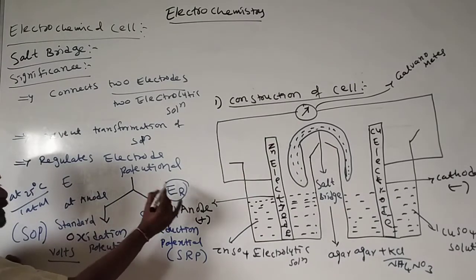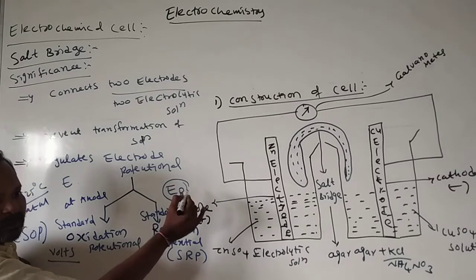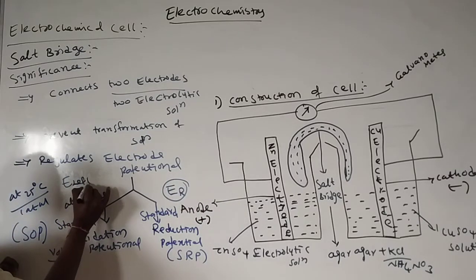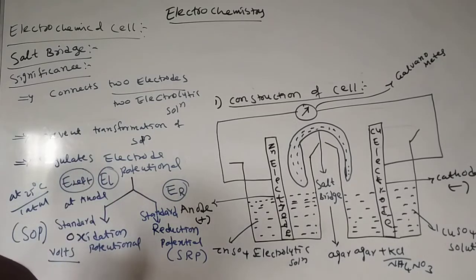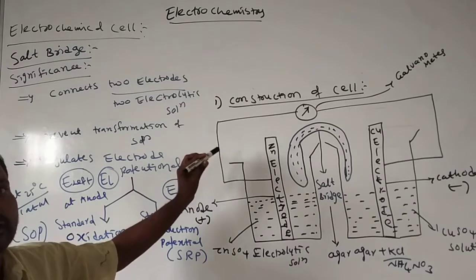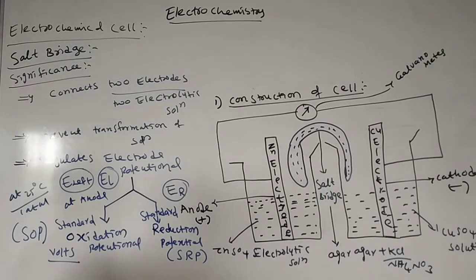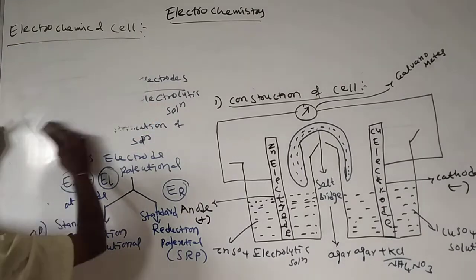Okay, here ER means E right, or sometimes we also indicate it with E cathode. Here we use E left, or EL. Also we use EL or ER. This is about the potential: the meaning of potential, oxidation potential, reduction potential, standard oxidation potential, standard reduction potential. This is about the significance of salt bridge. This is the first step, construction of cell. Then in continuation we will see the second step.